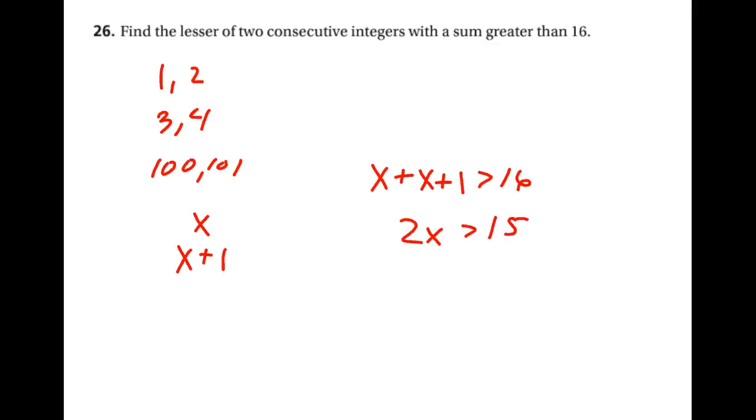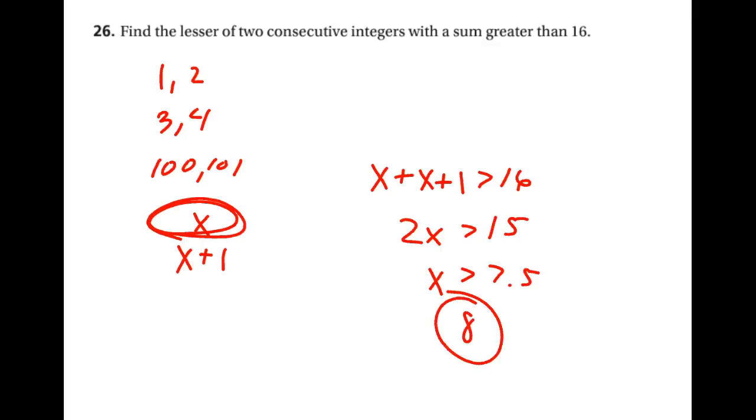So I get x is greater than 7.5. This is find the lesser of 2 consecutive integers. Well, the lesser would be x. It says x has to be greater than 7.5. What's the integer that's greater than 7.5? That would be 8. So our small side is x. It says that x has to be greater than 7.5, so we would be looking for 8.